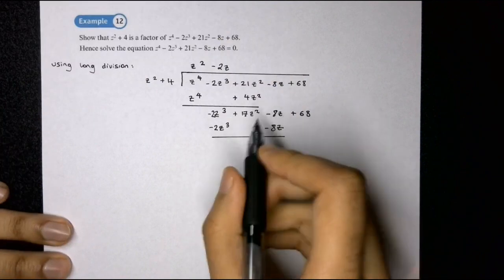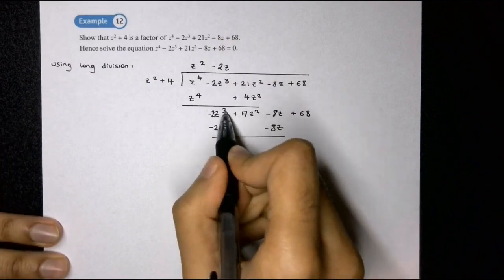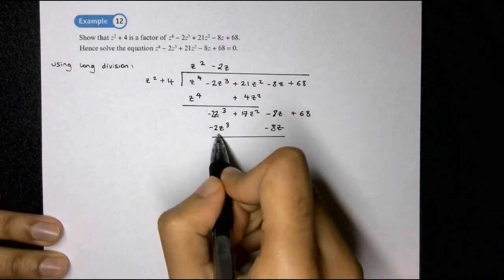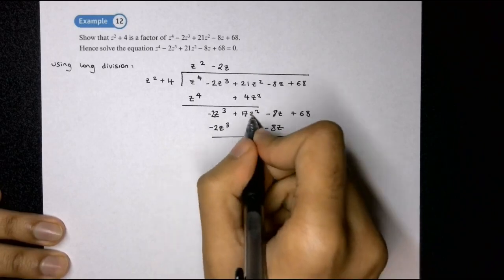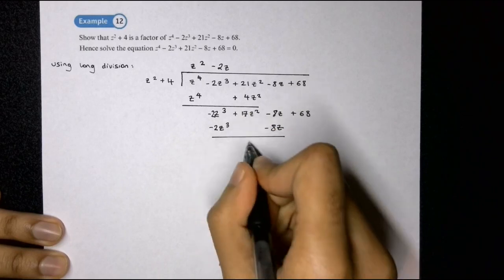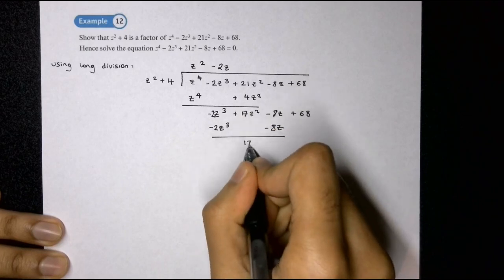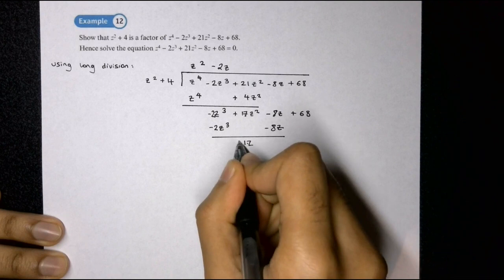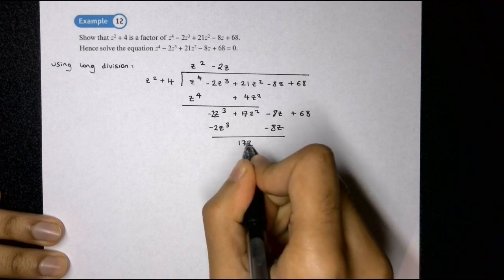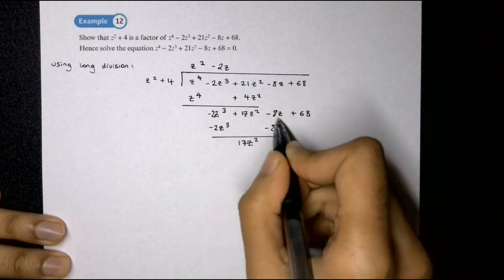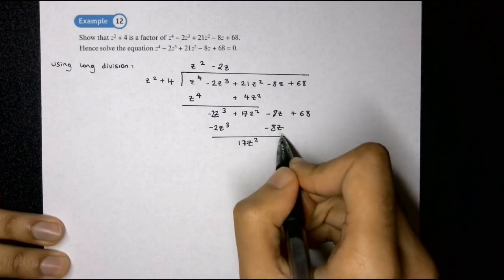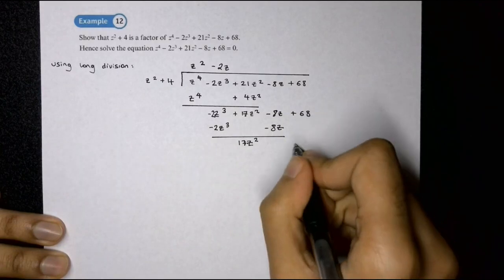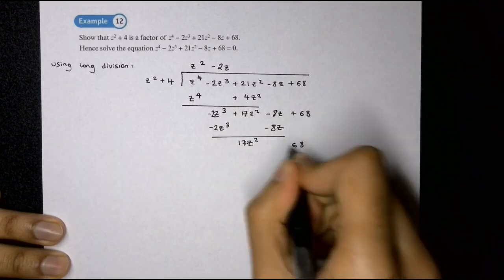So, minus 2z cubed minus 2z cubed, that's 0z cubed. 17z squared minus 0, that will be 17z squared. Minus 8z minus 8z, that's 0z. And then we take this 68 over here.